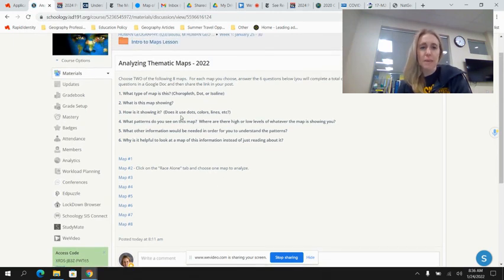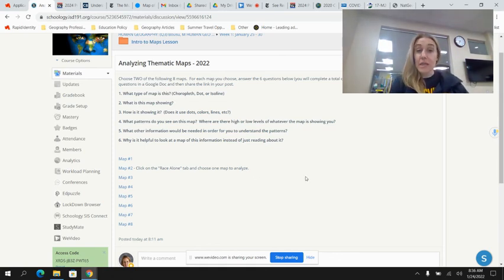So the questions are, what type of map is it? Is it a choropleth, dot, or isoline? What is this map showing? How is this map showing it? Is it using dots, colors, or lines? And then what patterns do you see on this map? Where are the highs and lows of whatever this map is showing you?